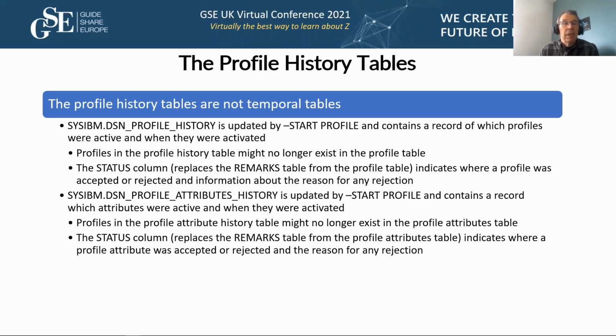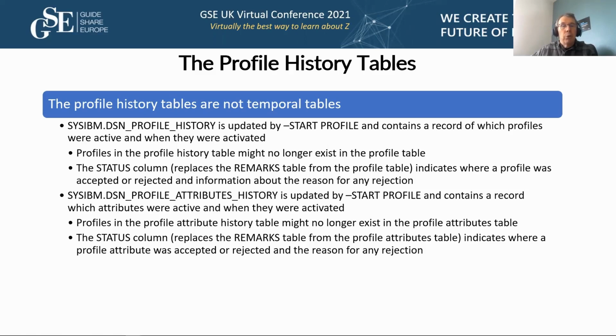And the same applies to the profile attributes table. The status column indicates whether a profile attribute was accepted or rejected, and the reason for any rejection. So they provide good diagnostic information, and not just for now, but it gives you a good history of what's going on.